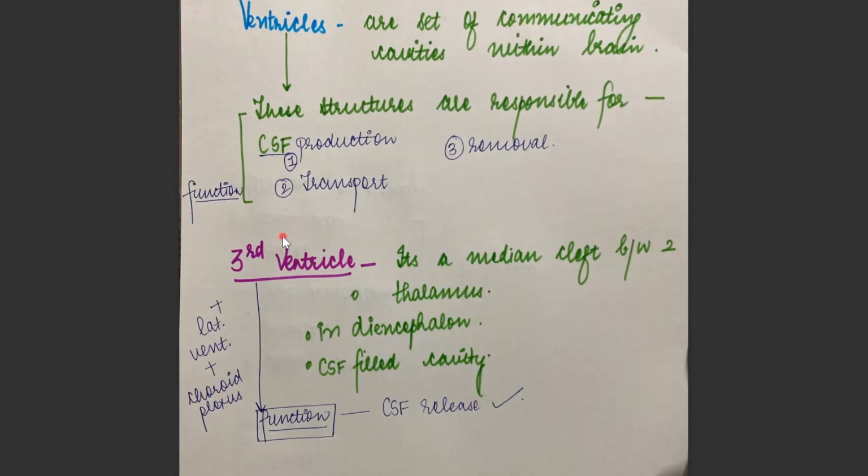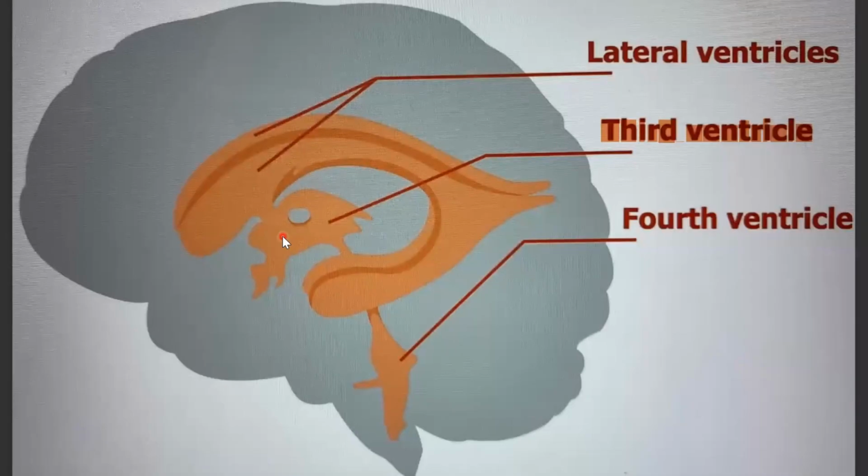Now the third ventricle. First of all you should know that we have these three ventricles, and today we'll study the middle ventricle, which is the third ventricle. These upper two are the lateral ventricles of the brain. The middle one is the third ventricle of the brain, and the lowermost portion is the fourth ventricle of the brain.